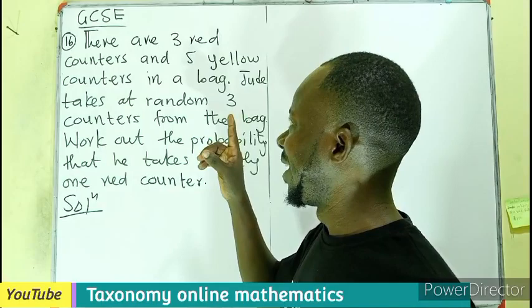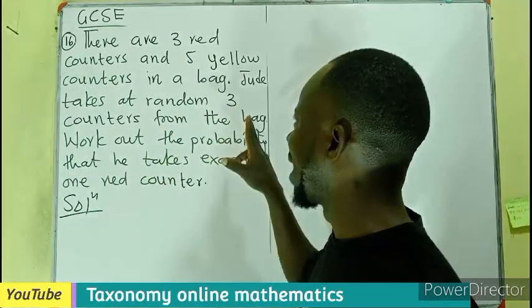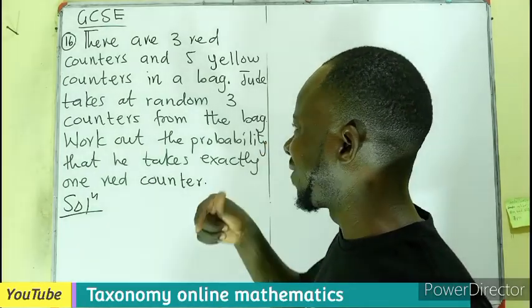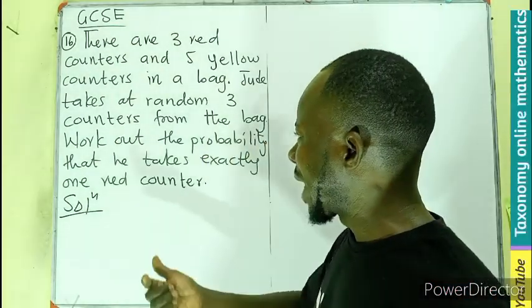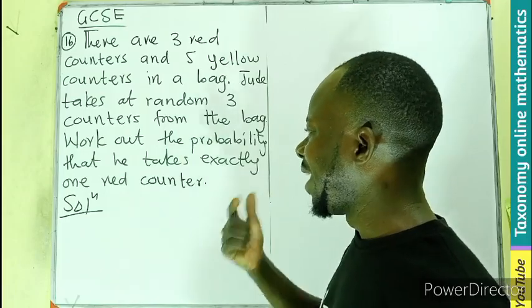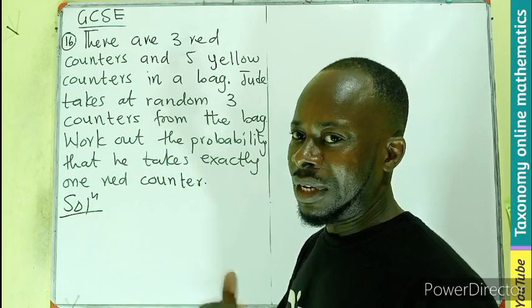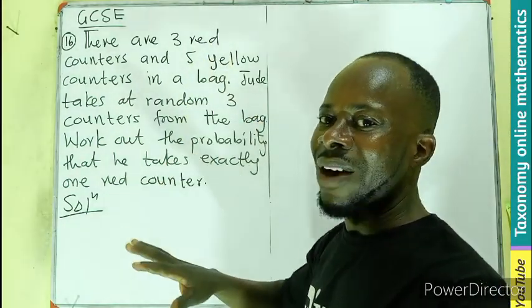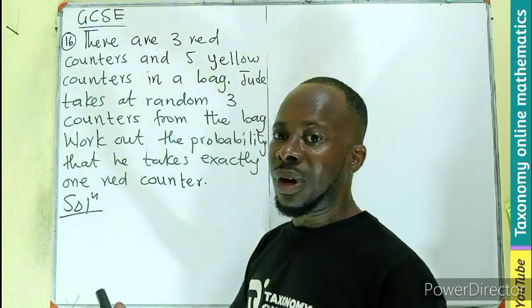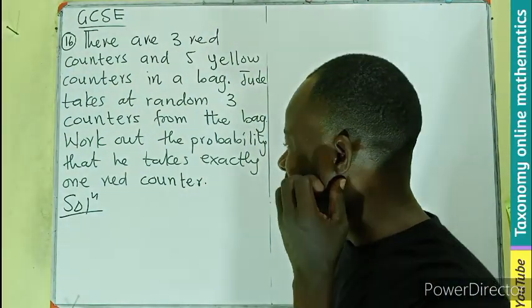So there are 3 red counters and 5 yellow counters in a bag. Jude takes at random 3 counters from the bag. We have to work out the probability that he takes exactly 1 red counter. In the previous episode, we dealt with this question using direct probability, the use of the law of "or" and "and". That's combination of probability terms.